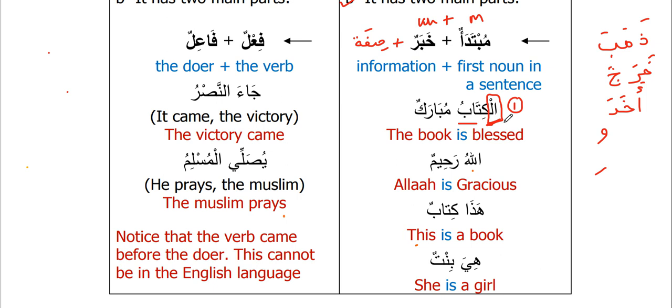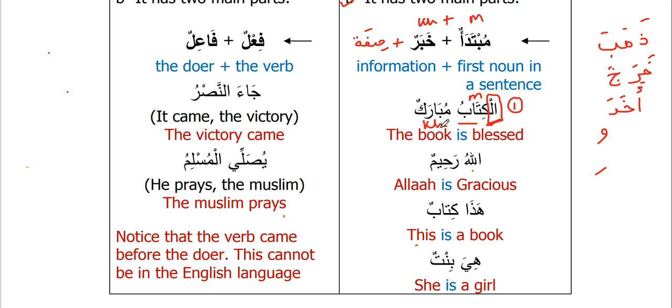So for now, we are doing jumla ismiya. Definitely we know that it is the first noun of a sentence, so this is our mubtada. You can write down all the important points right now, because these will really help you in understanding Arabic grammar. So this is the mubtada, our first noun. And just after the mubtada, we will look for the khabar. What is the information coming about the book? Al-Kitab, book. It is the blessed book.